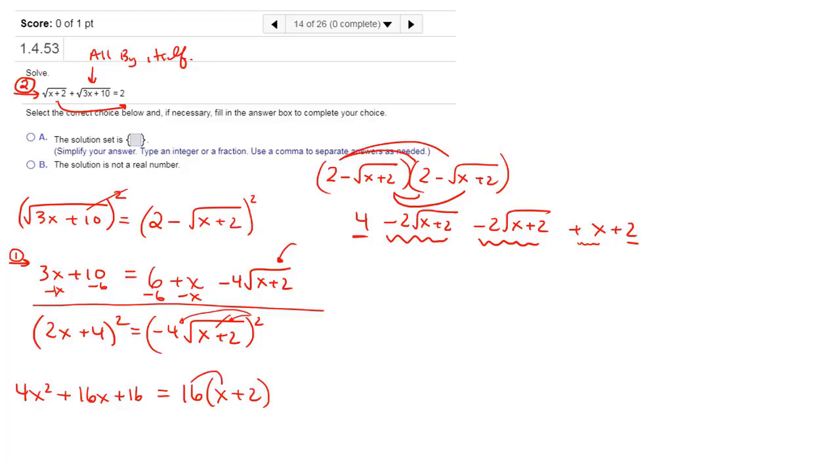So just to simplify matters, let's distribute. 4x squared plus 16x plus 16 gets you 16x plus 32. And let's move everything over to this way. Hopefully we have room here. So let's see, that's going to be 16 minus 16 over here. That gets canceled. And minus 32 over here, 16 minus 32 minus 16.